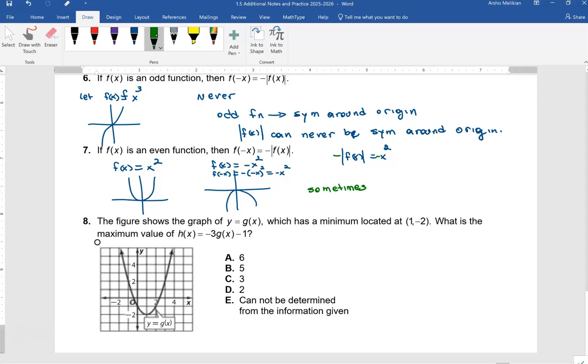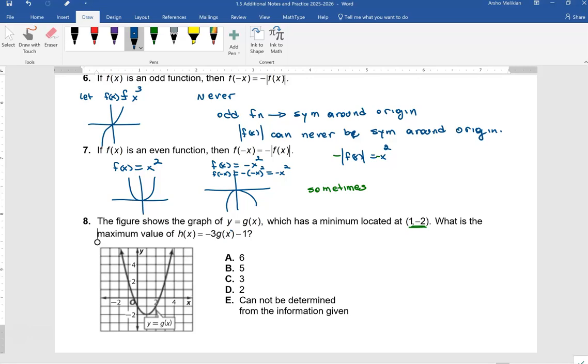The figure shows the graph of y equals g of x, which has a minimum located at 1, negative 2. What is the, oh, this should be maximum value. Yes, what is the maximum value of this? Why is this a minimum and that's a maximum? Because it's being multiplied by a negative, so it's a reflection. Okay? So this is similar to what you had on the homework.